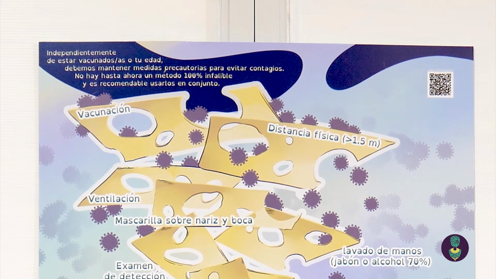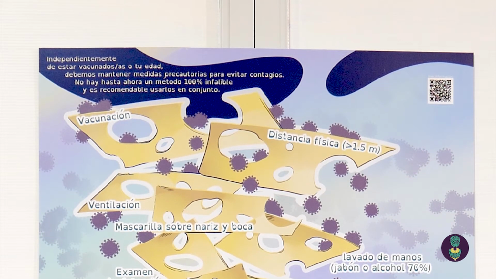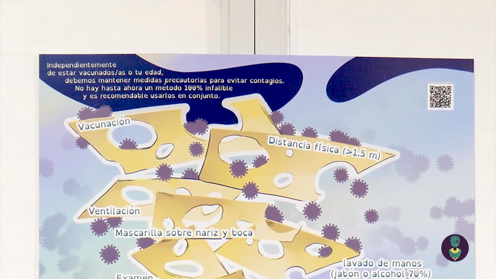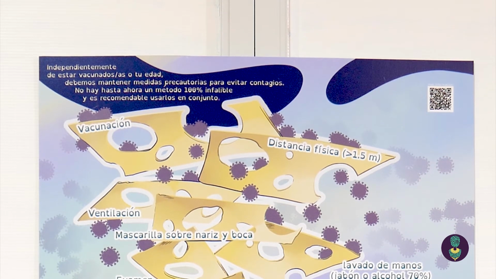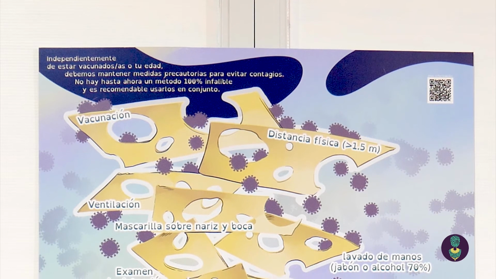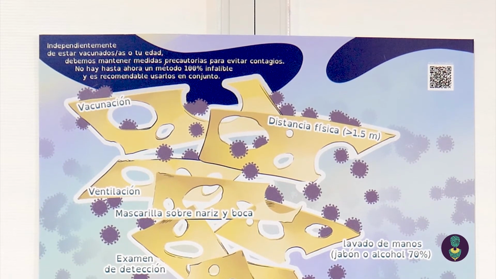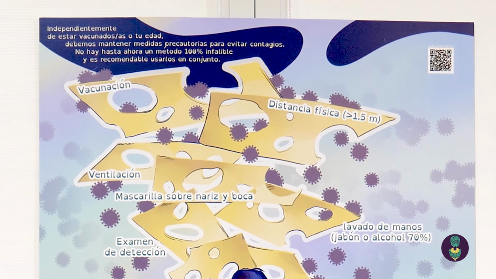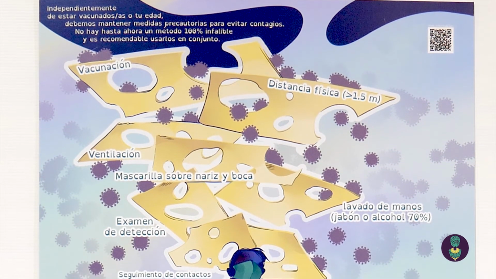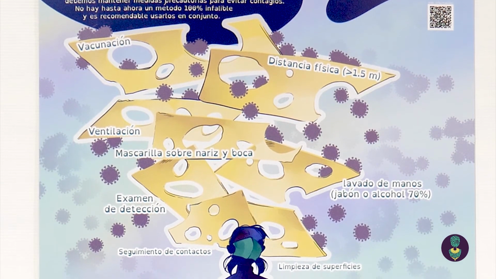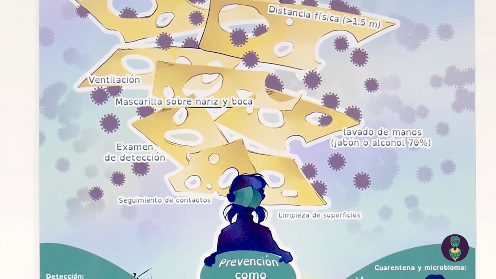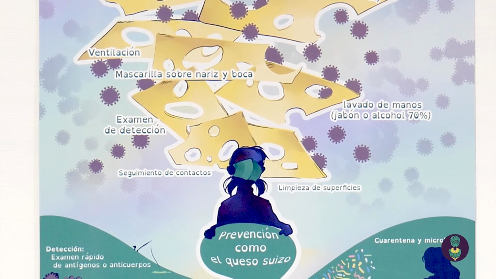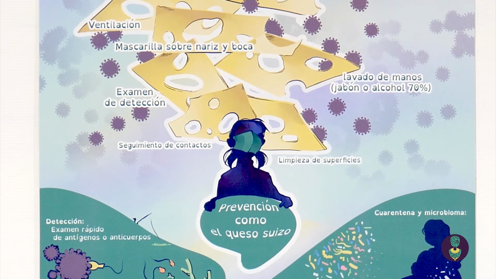Since there is no 100% foolproof prevention method, we must use several methods that cover the shortcomings of the others. Above all, there is vaccination, followed by physical distance, so our microorganisms exchange as little as possible. Ventilation is key to renewing the air that could contain this virus. Wear a mask correctly over the nose and mouth to filter the air and prevent the escape of microdroplets that could include this virus. Wash your hands with soap and water or with 70% alcohol.